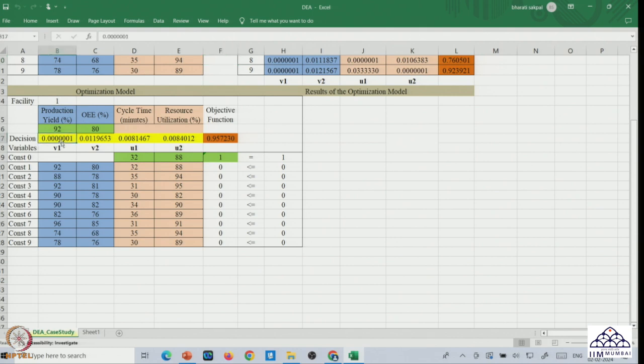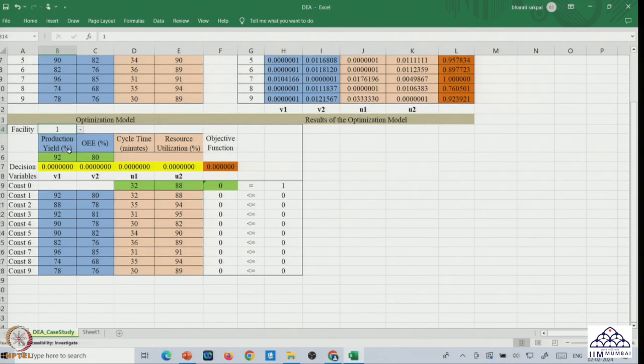So initial values are 0, 0, 0 and 0. These are my initial values. Now if I select facility 1, I am getting 92 into V1, 80 into V2, this value. Since both of them are 0, the result is 0.